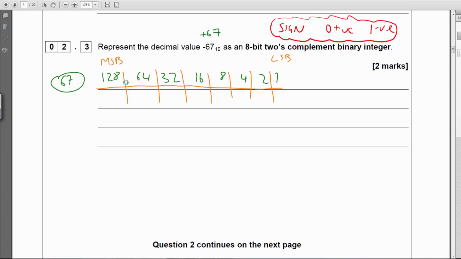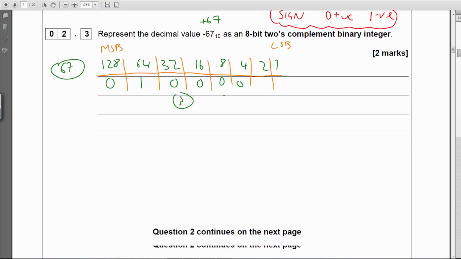So 128 doesn't go into 67, so it's going to be 0 anyway. 64 does go into 67, so we have a remainder of 3. So we can do zeros in all of these, and then 2 goes into 3 once, remainder 1, and then 1 goes into 1. So this is us representing positive 67.